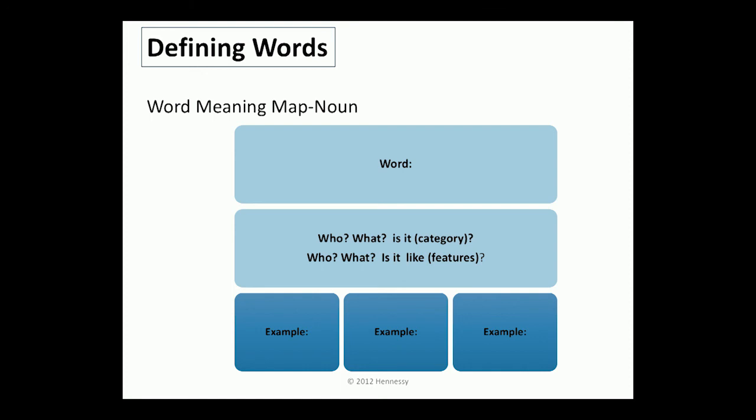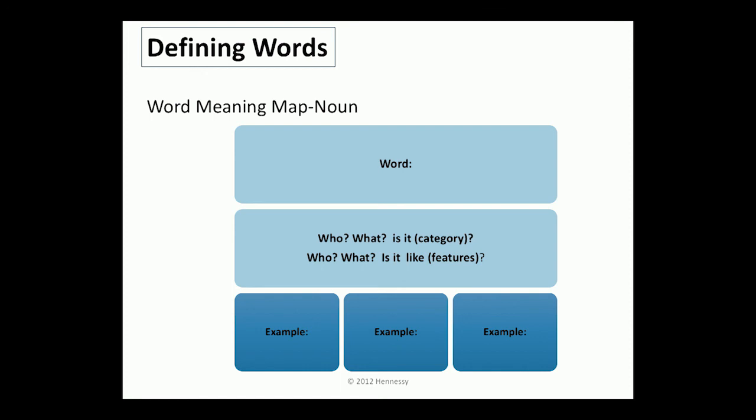Who or what is it like? What are some of the features, right? So an activist is someone who does something, who advocates for something, who takes a stand. I could go on and on with the features, okay? So I also want to include that in the definition.